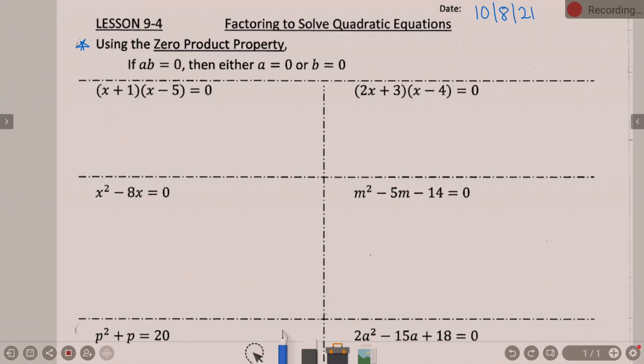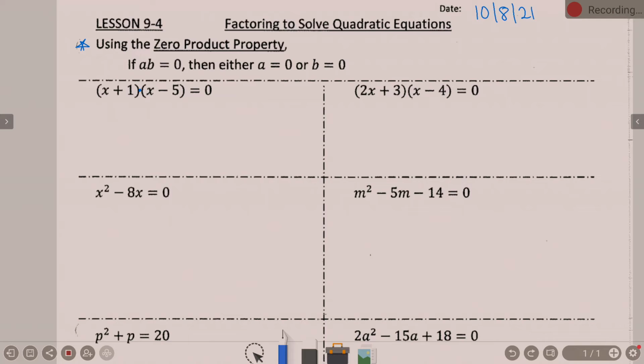In this first example, it's x plus 1, parentheses, x minus 5 in parentheses equals 0. But realize parentheses butted up against each other like that is parentheses times parentheses, right? So do we remember how the zero product property works? If x plus 1 times x minus 5 equals 0. Remember how to do this? No? We're trying to solve. If two things multiply to equal 0, then one of them has to be 0.